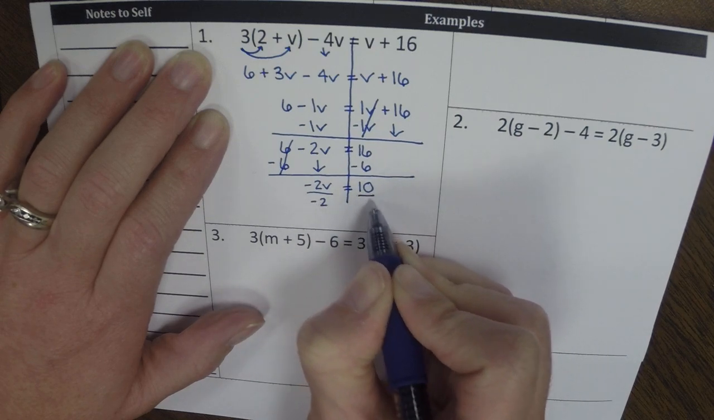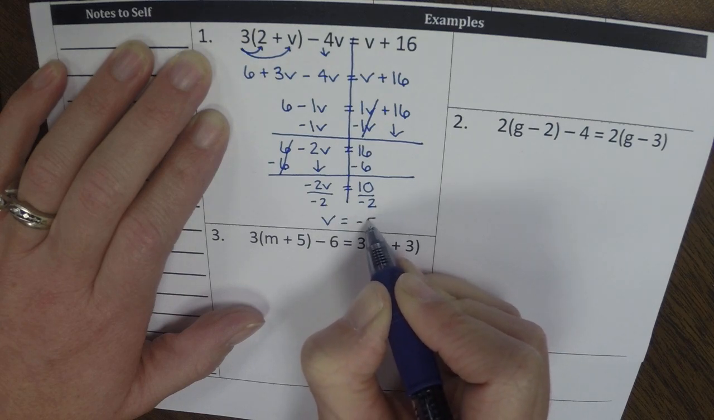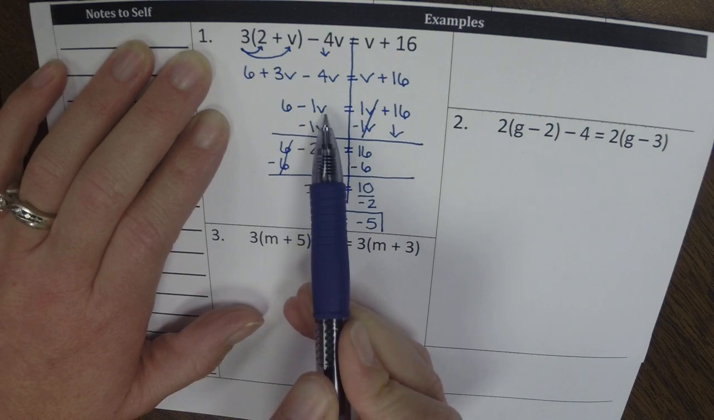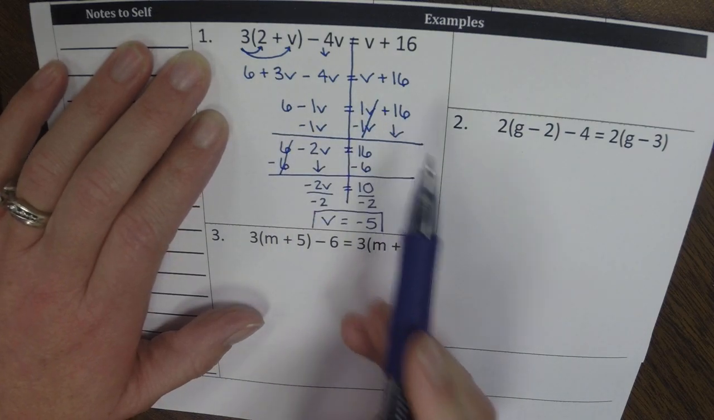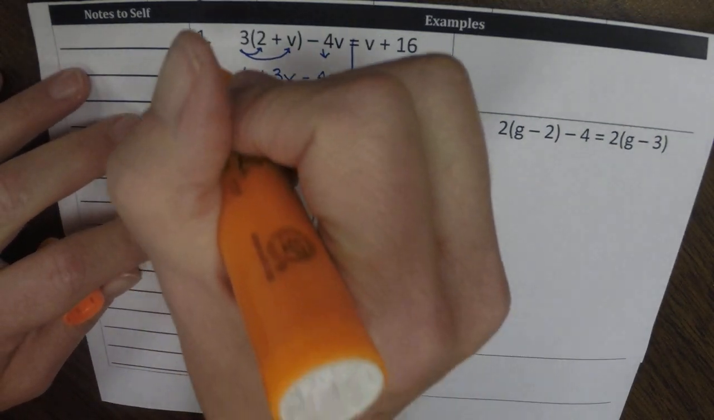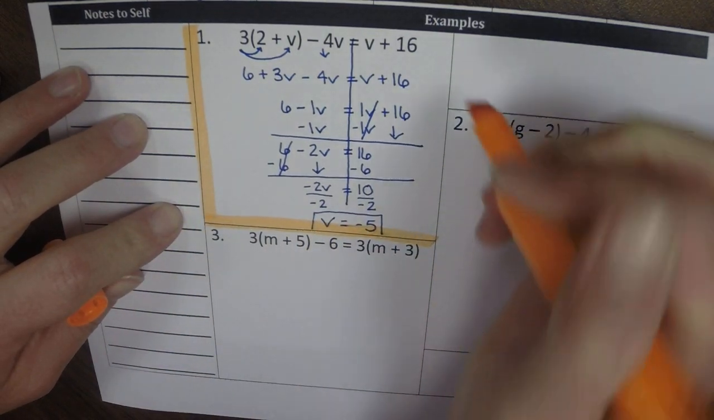Divide by negative 2, and I get v equals negative 5. So again, our telltale sign, the v's were not the same and the constants were not the same. So this one ended up being a regular solution. So this whole problem was regular.